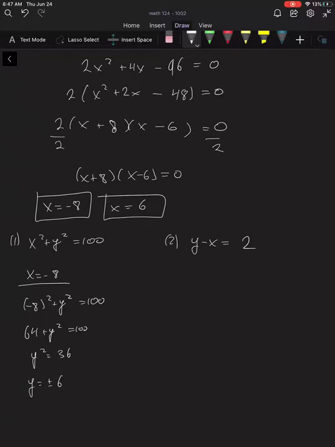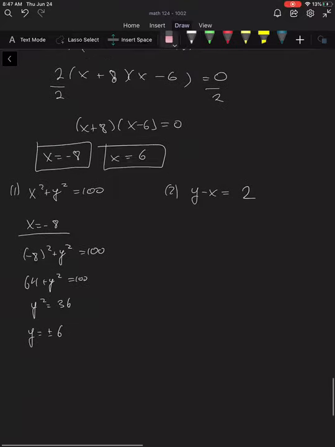So when x is minus 8, this is telling us that y can be positive 6 or negative 6. So basically this is telling us we get 2 answers. When x is minus 8, we can either get y to be 6 or minus 6. So we have these 2 answers. We have minus 8, 6, and then minus 8, minus 6.